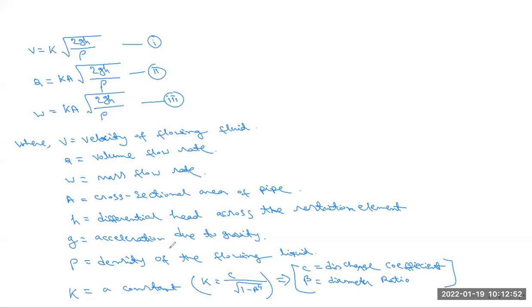So G is the acceleration due to gravity and rho is the density of the flowing liquid. What type of liquid we flow depends on the flow parameter, so there are different densities available. These are the equations we use to calculate the velocity of the flowing fluid, Q the volume flow rate, and W the mass flow rate. Is it clear to all of you? Next class we will discuss the Reynolds number and different differential flow meters.